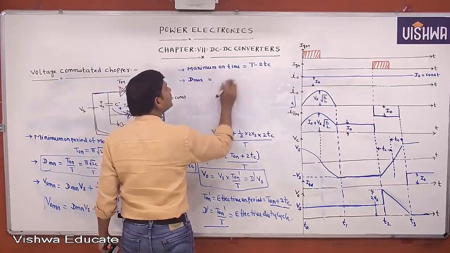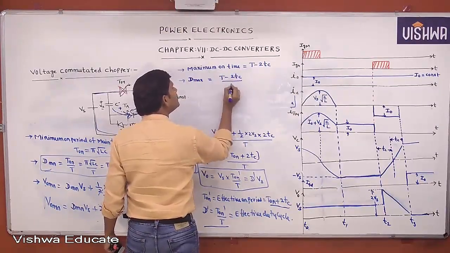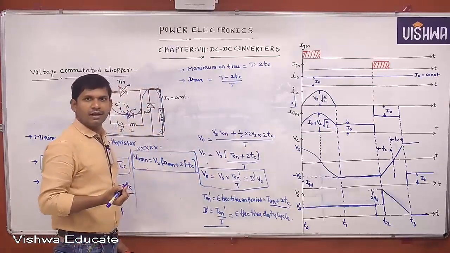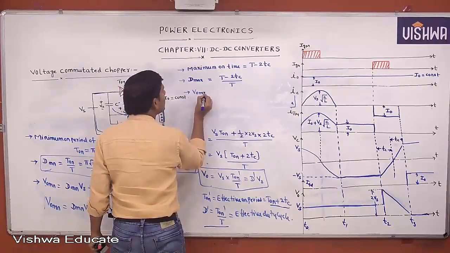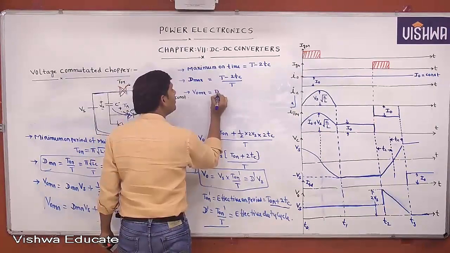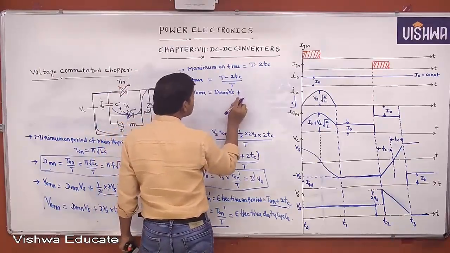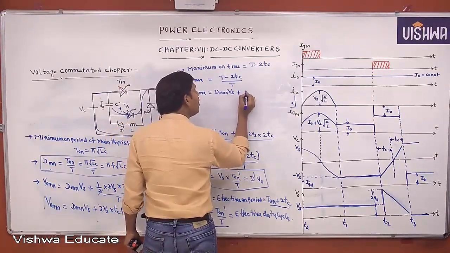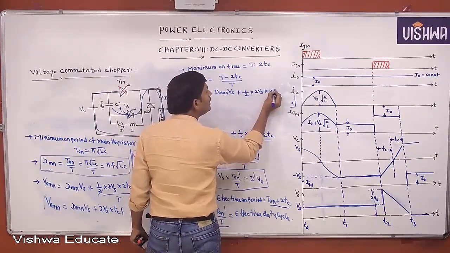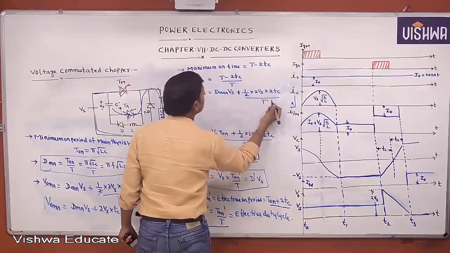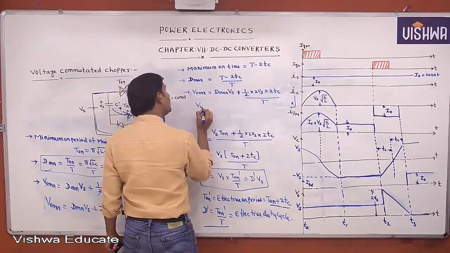D max is T minus 2Tc by T. Then what is the maximum output voltage? Maximum output voltage equal to D maxima into Vs plus half into 2 Vs into 2 Tc by T. Okay, this is the maximum output voltage. If you simplify this one, what is V naught max equal to?